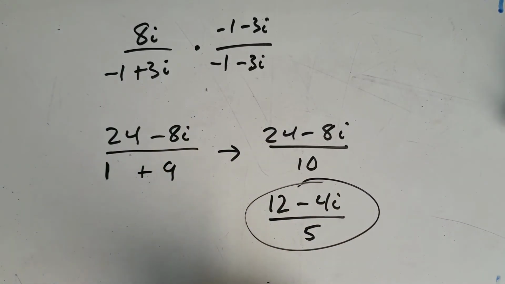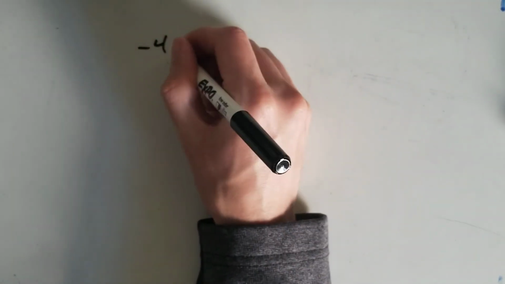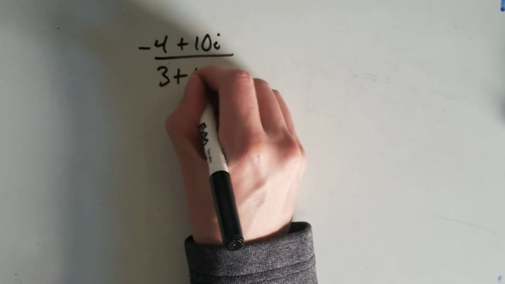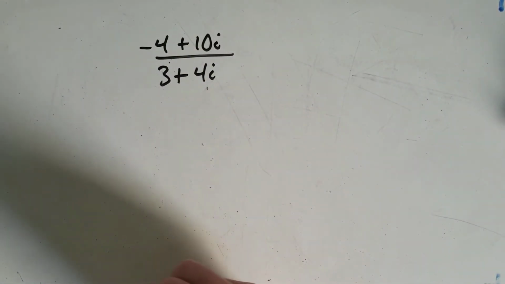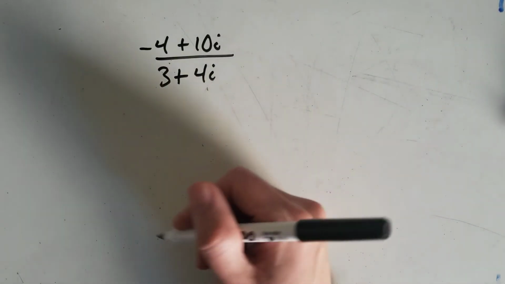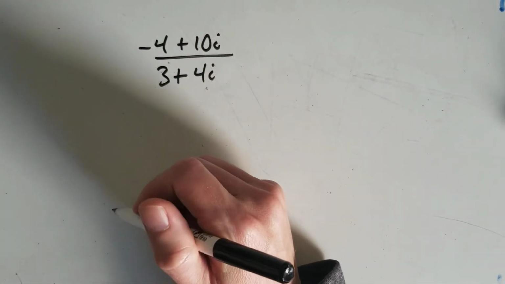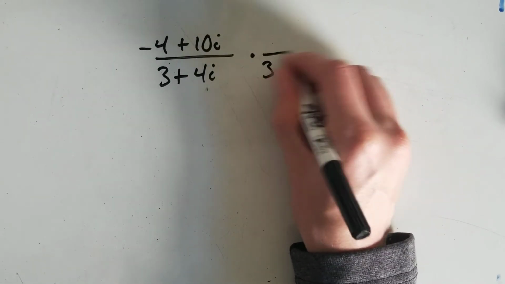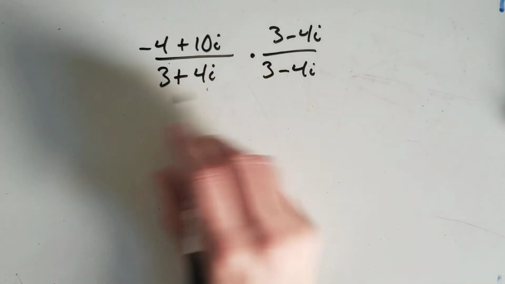Alright, in our last one, we'll just do a complex divided by another complex. So negative 4 plus 10i all over 3 plus 4i. And we want to get this to be in that form that we've seen in the others. We want to have a complex up here and then something in the denominator. And let's go ahead and use our conjugate. So 3 minus 4i, there's our conjugate.